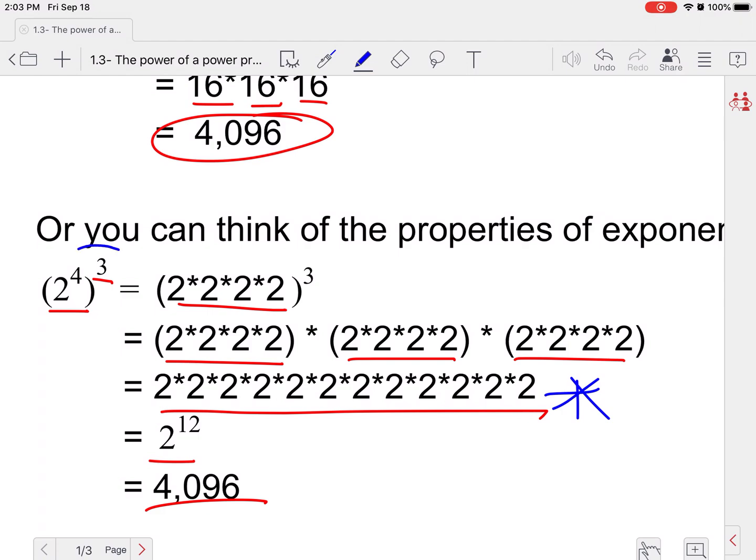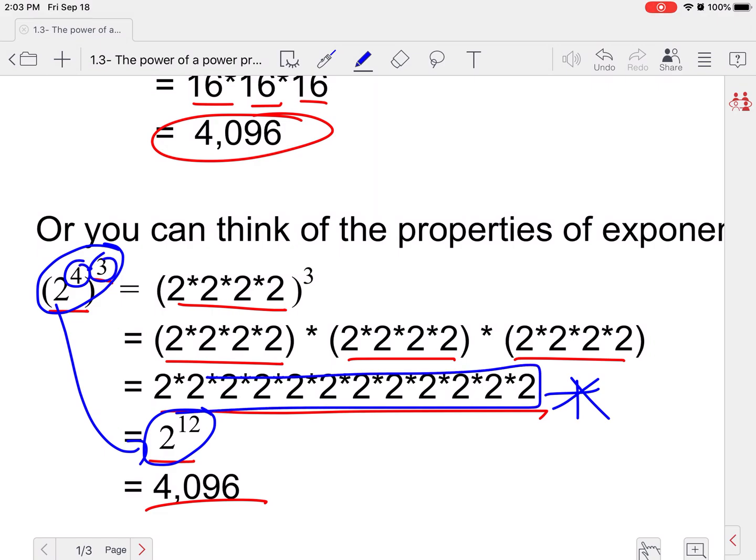So how do we get from 2 to the 4th to 2 to the 12th? We do that by multiplication, because 4 times 3 will give me 12. Notice my base didn't change. The base stayed the same. But 4 times 3 is 12. And that makes sense because here we have 12 2s, and we had 3 sets of them before. So we can multiply those numbers. So a power to a power, we multiply.